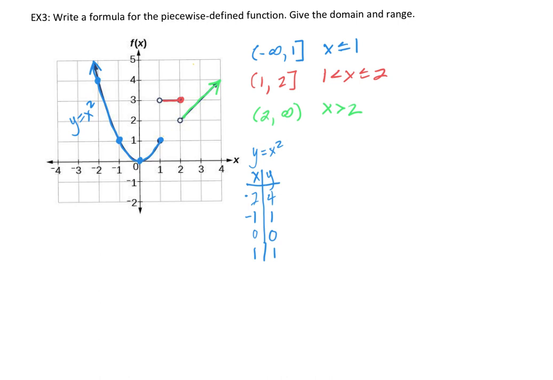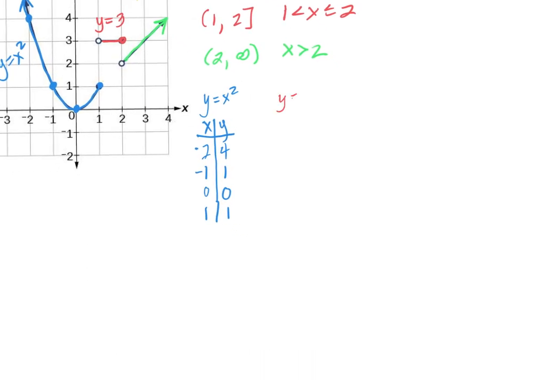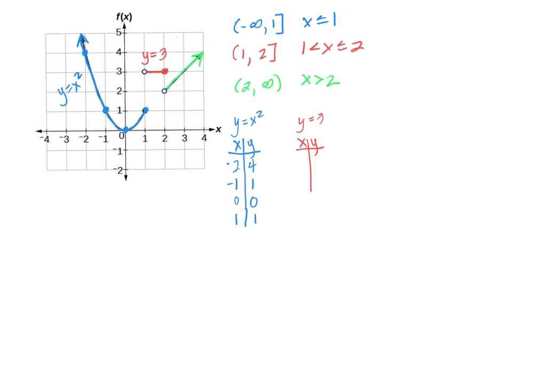The next one is a horizontal line, so I know it's going to be y equal to some number. And since I see that that graph corresponds to a y value of 3, I know that this is y equal to 3. Let's say I didn't know. Well, then I would just simply make a table of values and see if the points pass through the points on the graph.